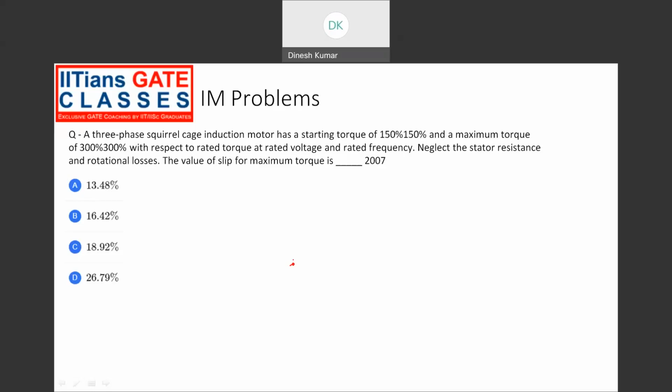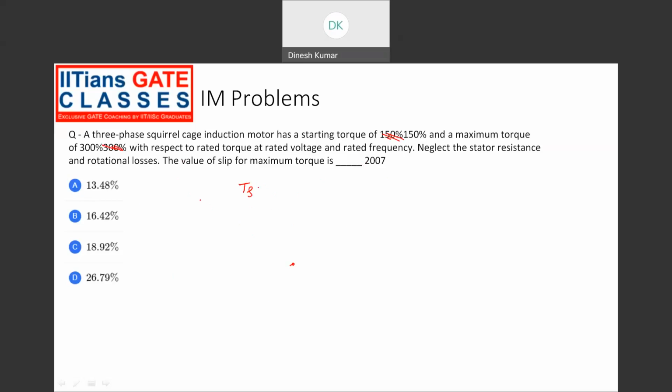The GATE 2007 question. A three-phase squirrel cage induction motor has a starting torque of 150% and a maximum torque of 300% at rated voltage and rated frequency. Neglecting the stator resistance and rotational losses, the value of the slip for maximum torque is?